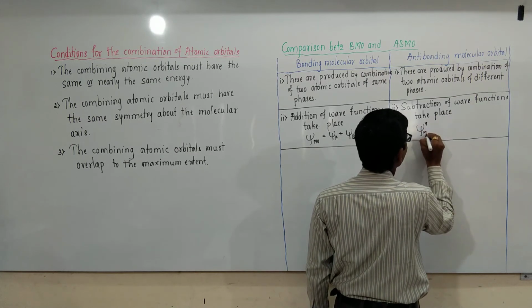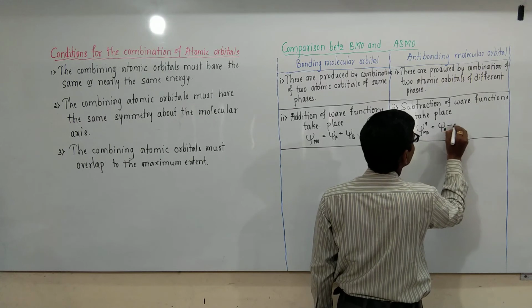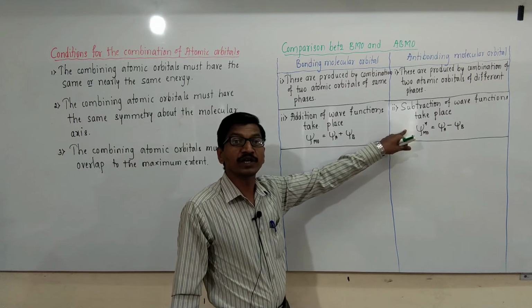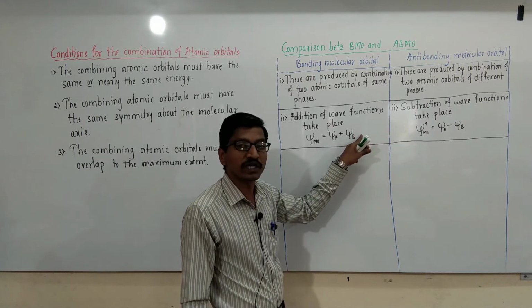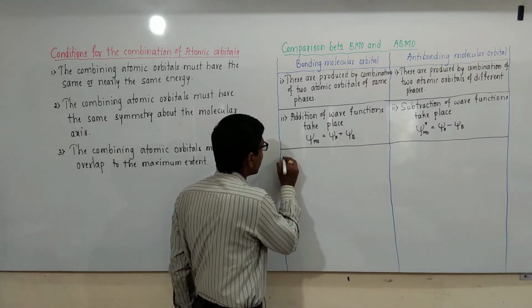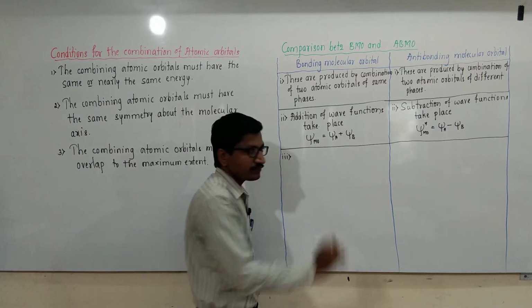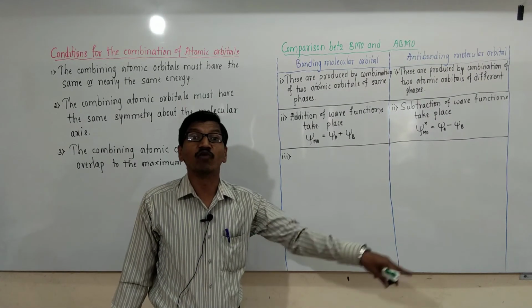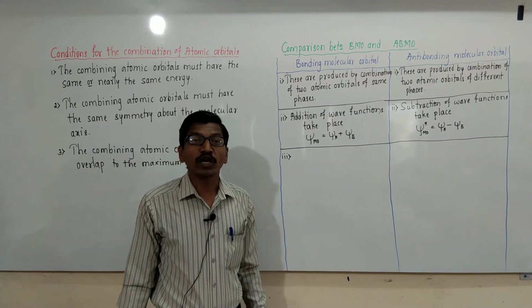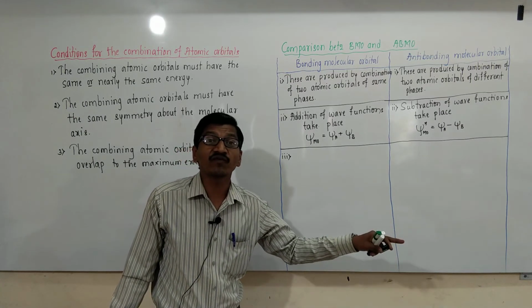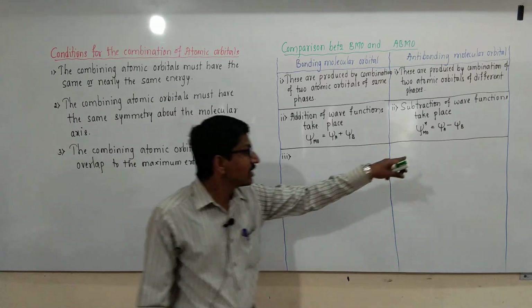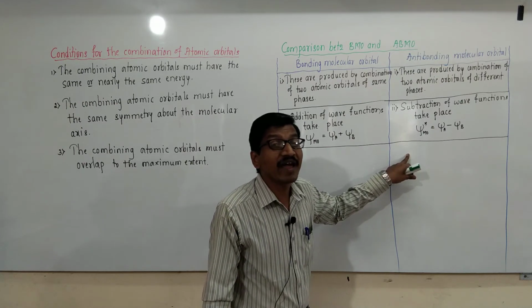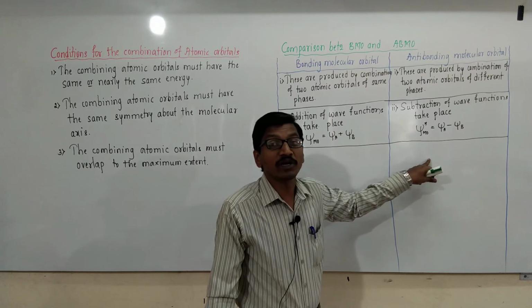Psi star MO is equal to psi A minus psi B. Here subtraction, destructive interference takes place in anti-bonding molecular orbital; constructive interference takes place in bonding molecular orbital. Then third point is, in bonding molecular orbital, energy is lower than that of atomic orbitals involved. The energy of bonding molecular orbital is less than that of atomic orbitals involved. In anti-bonding molecular orbital, energy is higher than that of atomic orbitals involved.